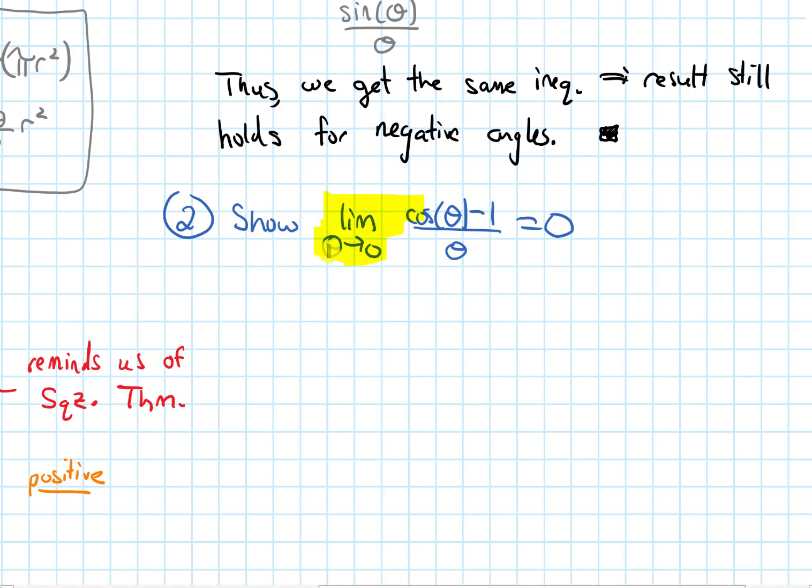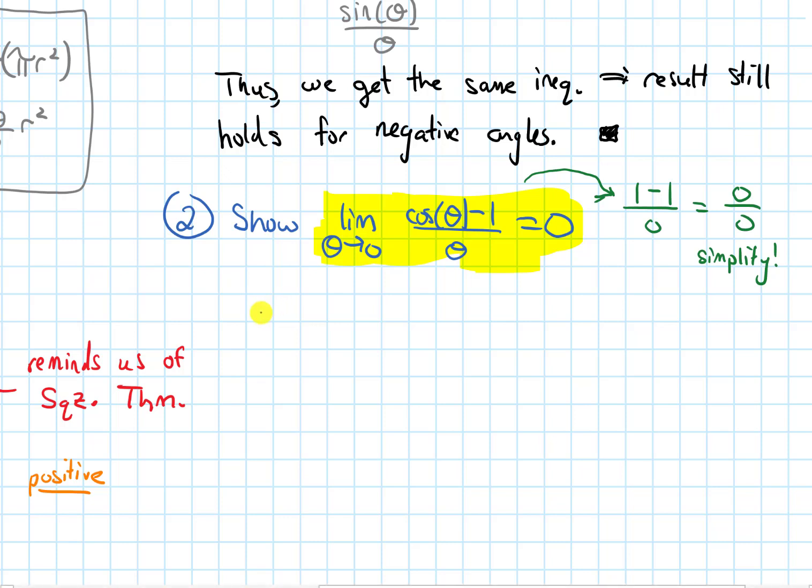Okay, so I'm going to highlight this one as well. Super important, so I want to highlight it. If I were to just try this by plugging in 0 for theta, cosine of 0 is 1, so I get 1 minus 1 over 0, which is 0 over 0, and that's indeterminate, so I would need to simplify. So I need some way to simplify this.